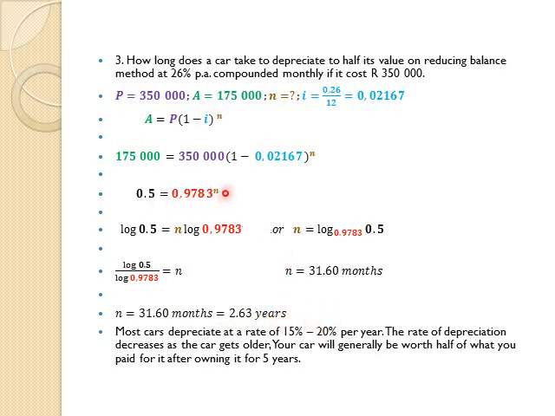Writing it straight in log format, n comes to this side, log base 0.9783, the base stays the same, and 0.5 on the other side. Punch in the calculator, I also get 31.60 months.